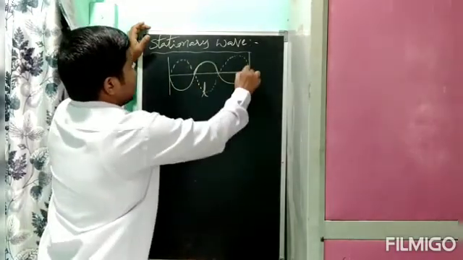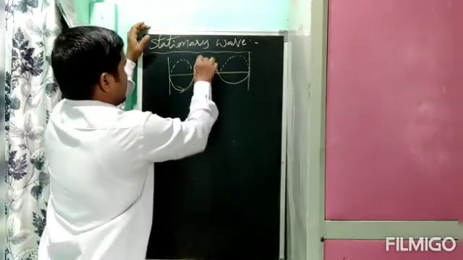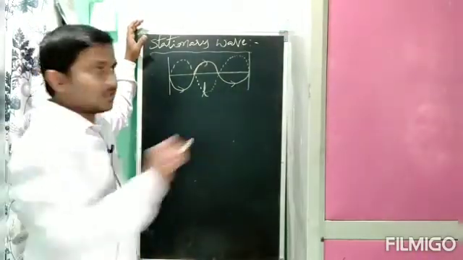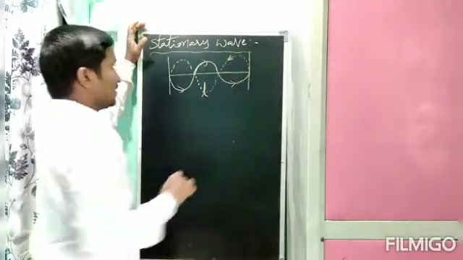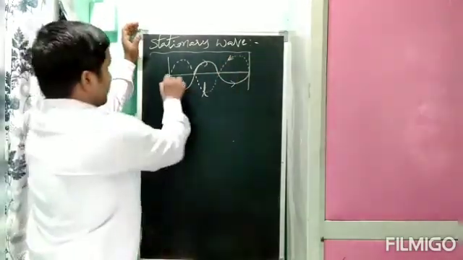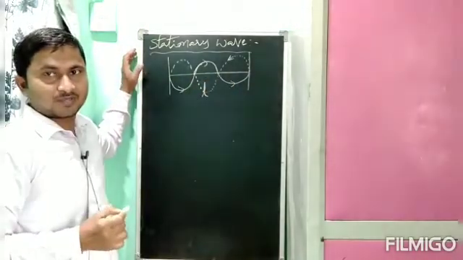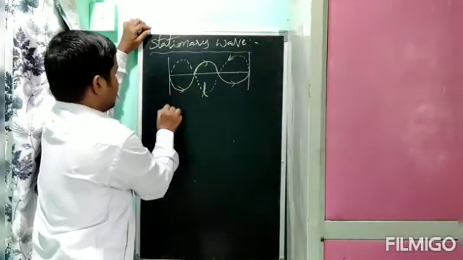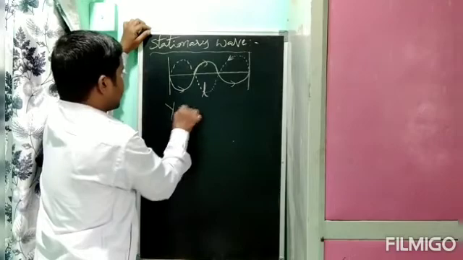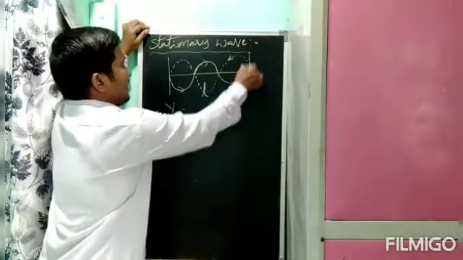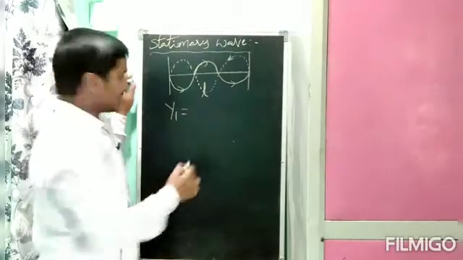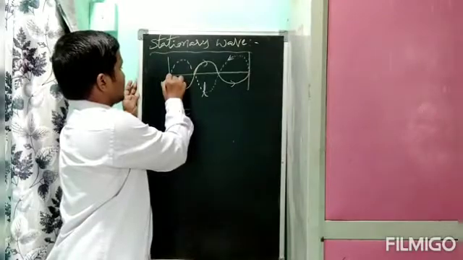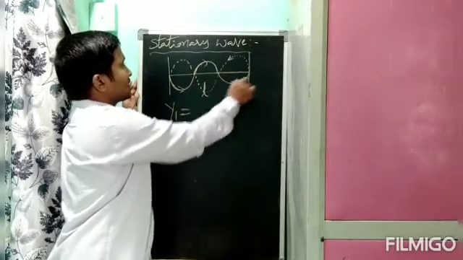This incident wave and reflected wave both have the same amplitude, the same wavelength, and travel in opposite directions and superimpose with each other and form the stationary wave. Now the displacement of the two waves: this is the incident wave and this is the reflected wave. For the incident wave, the wave starts with the trough and moves towards the positive x direction.